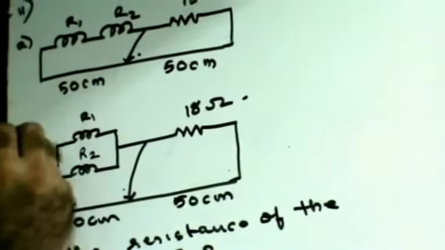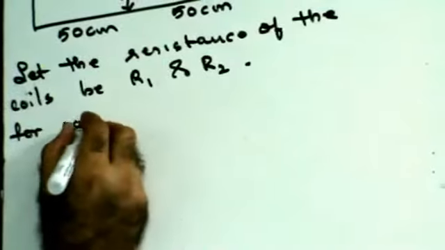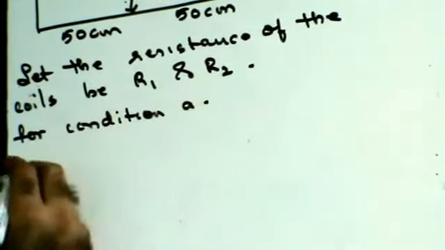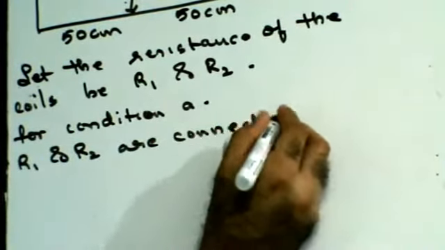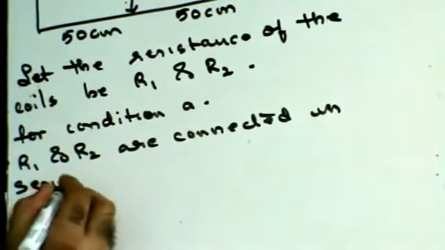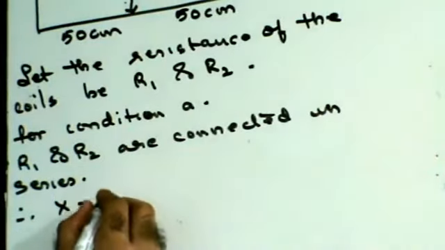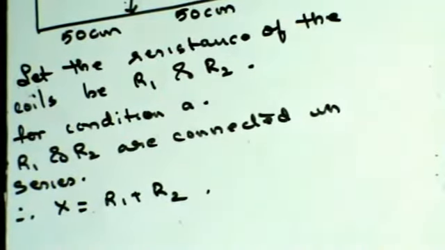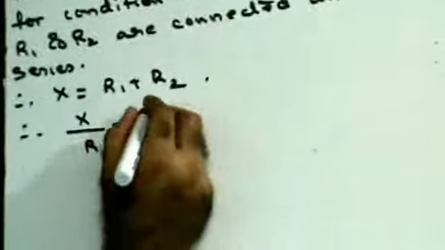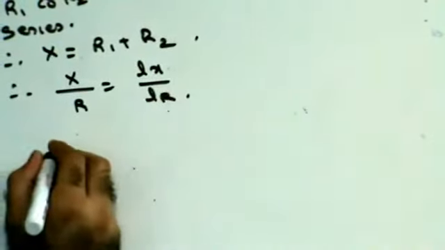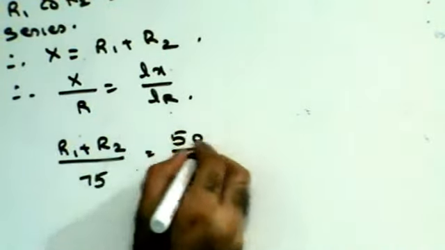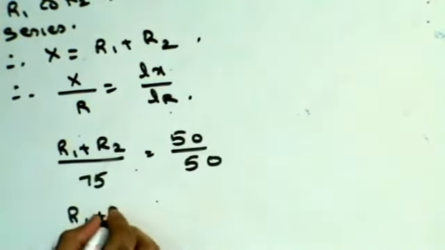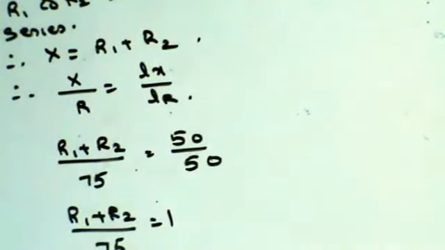Applied for condition A, R1 and R2 are connected in series. If R1 and R2 are connected in series, their effective resistance will be nothing but the sum of their resistance, right? Therefore, since the bridge is balanced, X upon R should be equal to Lx upon Lr. So I can say R1 plus R2 upon 75 is 50 upon 50. So you will get R1 plus R2 upon 75 is 1.